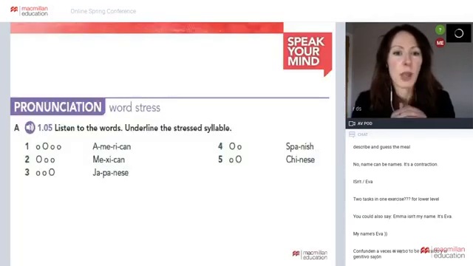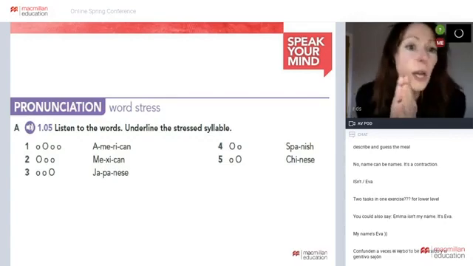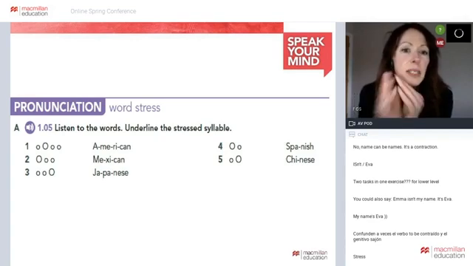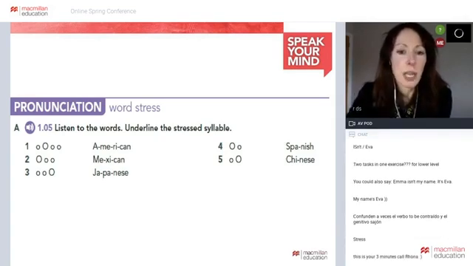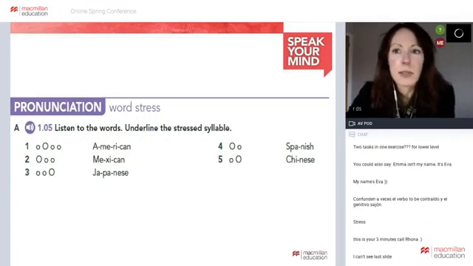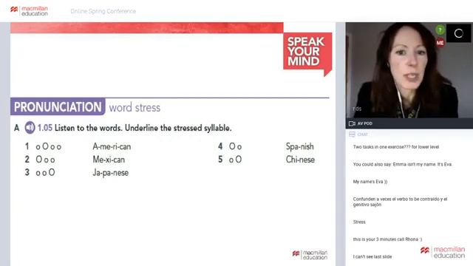Let's move on to our next language system, and that's pronunciation. So here's an example here. And we've got word stress on American, Mexican, Japanese, Spanish, and Chinese. So what activities could you do in addition to the listen and underline the stressed syllable? What do you think?